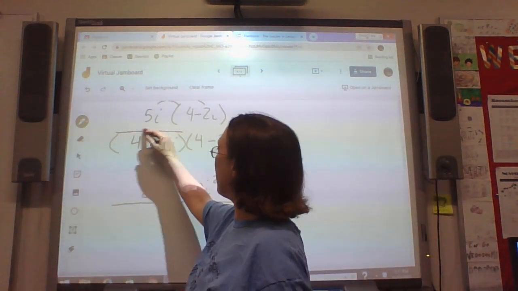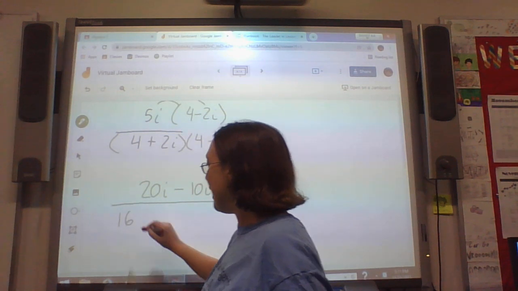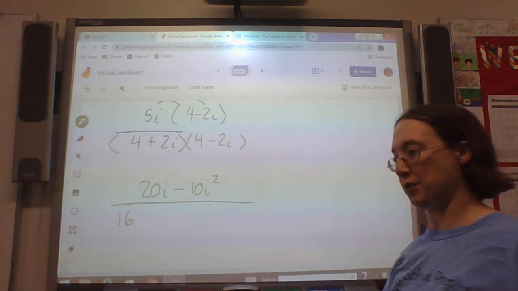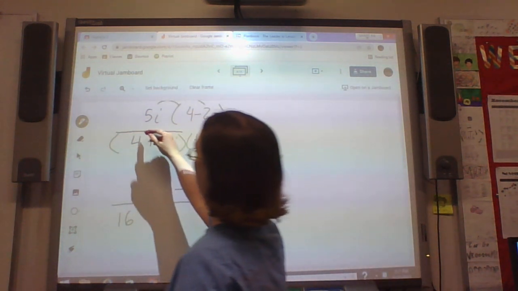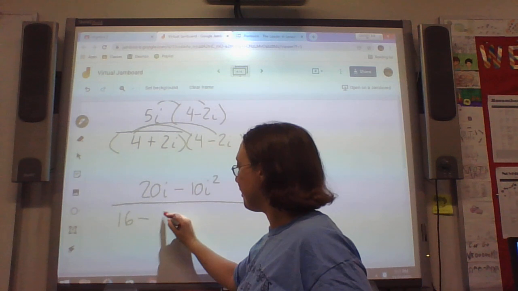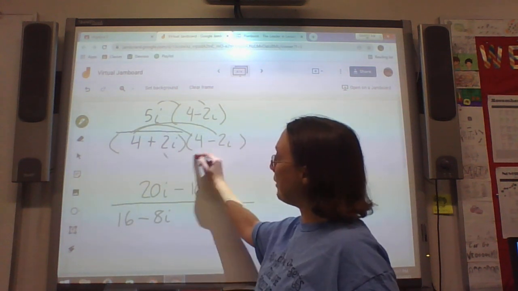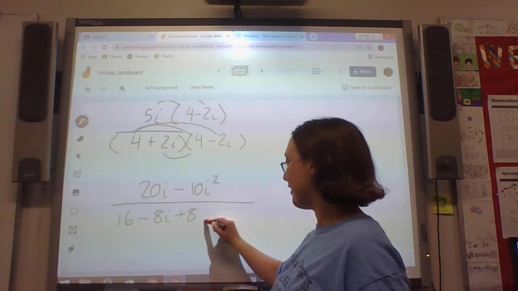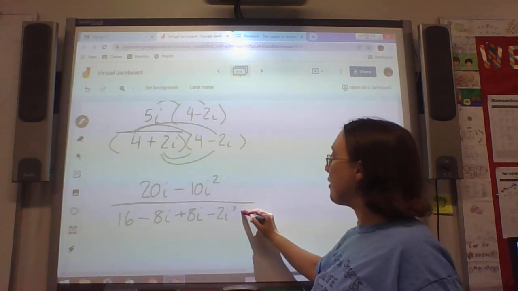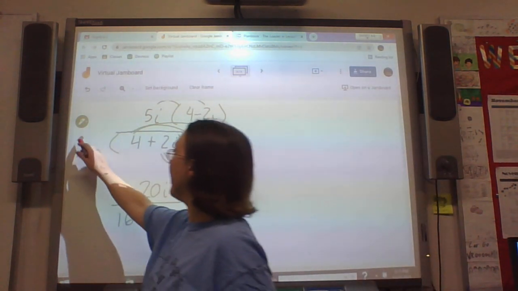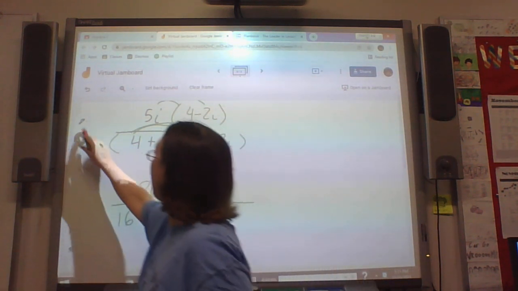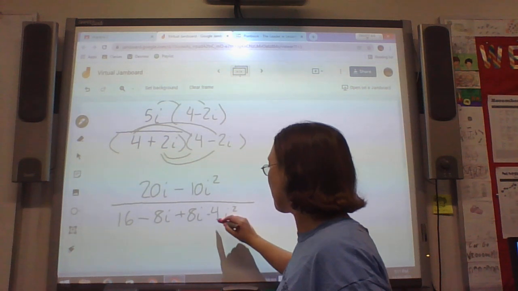So we got a 4 times a 4 gets you 16. Now, if you happen to remember that those middle terms are going to cancel each other out, you don't technically have to write them out. I'm going to write them out just for completeness. So we got a minus this 8i, and then plus this 8i, and then minus this 2i squared. Nope, that's 4i squared. I can multiply. That's a 4. 2 times 2 is 4.